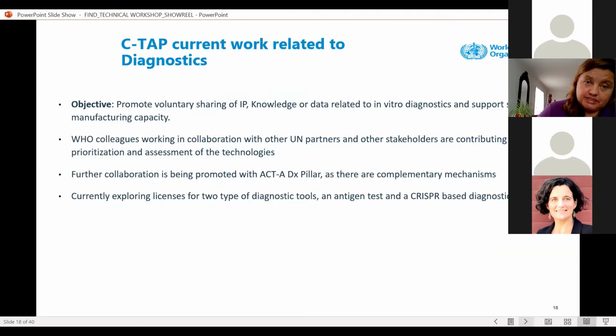And in relation to diagnostics, of course, we're promoting the same, this sharing of IP, knowledge and data. We are working very closely with the diagnostics group, as Judith mentioned at the beginning, and with other UN partners like UNDP, UNITAID, UNAIDS. And we are also trying to promote further collaboration with the ACT-A diagnostics pillar, because they are doing a very important work in terms of the prioritization that we are taking into account. So then, of course, we have already some offers to CTAP about some diagnostics tools and antigen tests, CRISPR-based diagnostics, and I think we will hear more about that during this event.